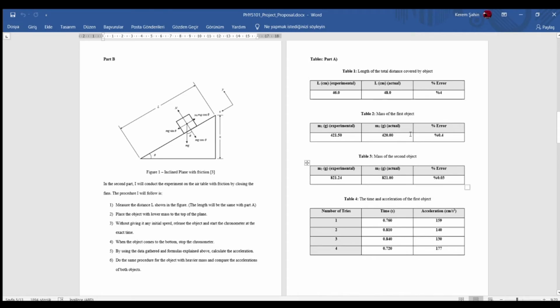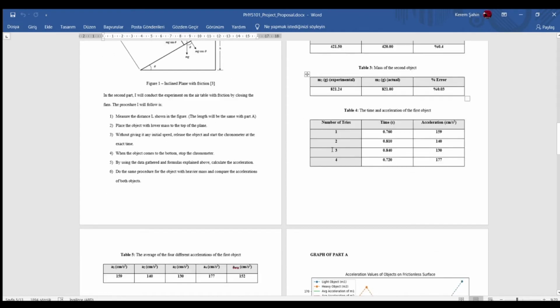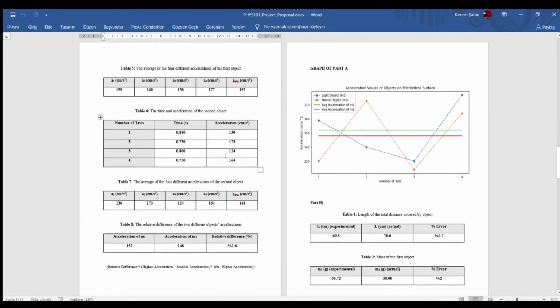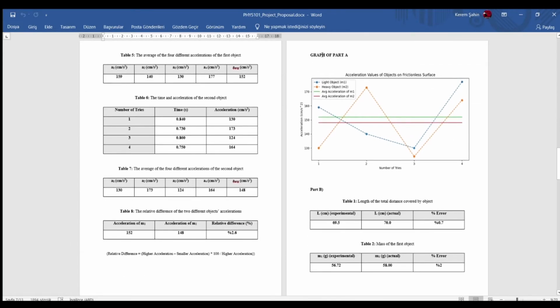Here are the data and error calculations for part A of the experiment. These are the tables, and this is the graph that I have gathered for part A. The average accelerations are similar, which indicates that the mass does not affect the acceleration much.